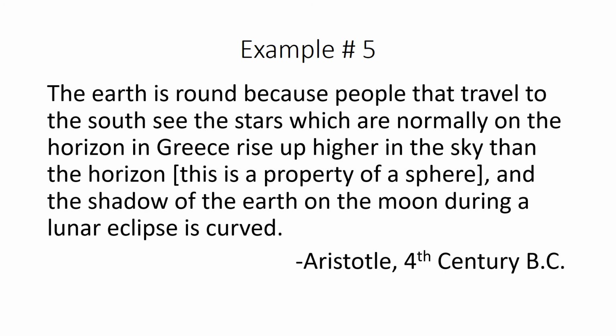So we look for the inference indicator. That's the word because. What follows it should be a premise. And in this case, we have two premises. If you remember the definition of an argument earlier, it's a claim supported by a claim or claims, meaning more than one. So the first premise is people that travel to the south see the stars which are normally on the horizon in Greece rise up higher in the sky than the horizon.